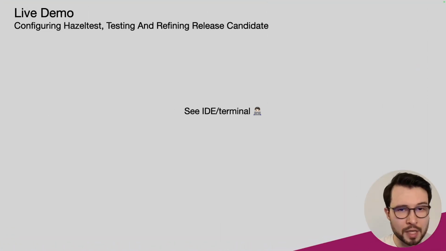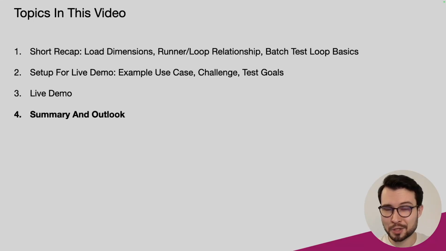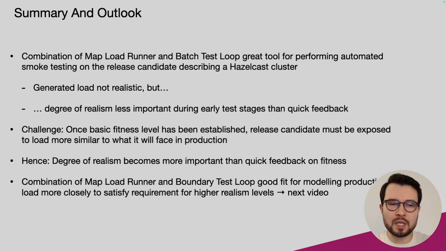So, after having successfully established that it's probably a jolly great idea to run a couple of iterations on your memory configuration before shipping the resulting Hazelcast cluster to production, let's do a short summary and perform a short outlook of what's in store next for this channel. So we've seen that the combination of map load runner and batch test loop is a great tool for performing automated smoke testing on your release candidates that describe a Hazelcast cluster in some way.